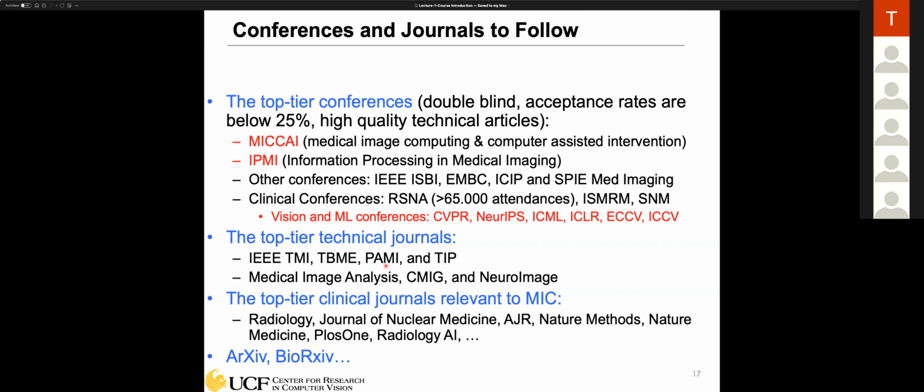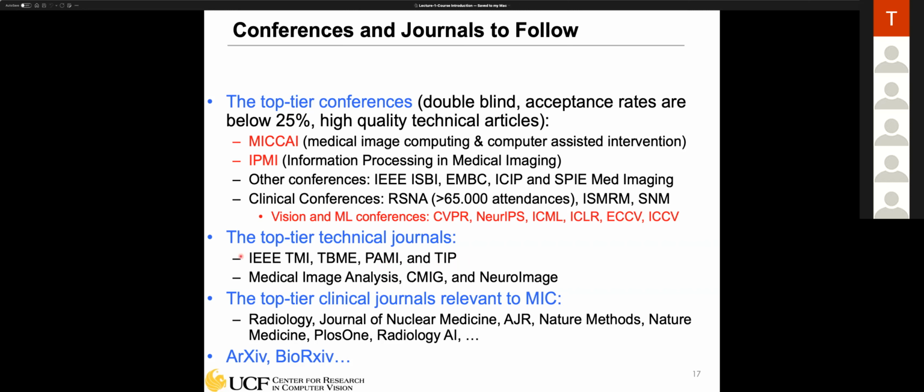And this is a general journal in computer vision and machine learning, the Transactions on Pattern Analysis and Machine Intelligence, PAMI, and also the Transactions on Image Processing, right? Actually, this journal also has a lot of works that focus on medical imaging, right? Because it's a general image processing journal.